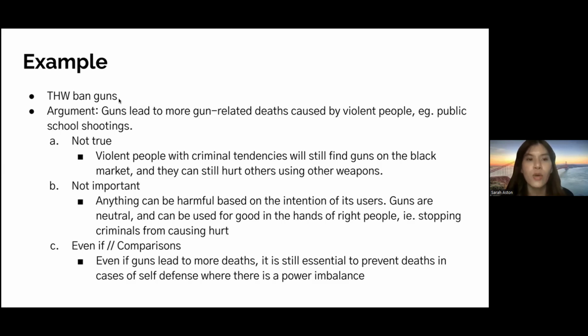So in terms of how we are able to rebut or respond to this, three things, right? Number one, let's talk about why this is essentially not true. When we look into the slide, it talks about how violent people who probably have criminal tendencies will still be able to find guns on the black market anyway, and they can still hurt others using other weapons, right? This is very intuitive, right? Perhaps if a form of violence were to happen, we realize that it's not only going to be because of guns.